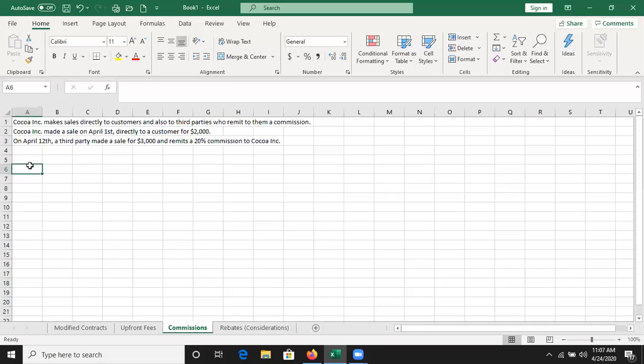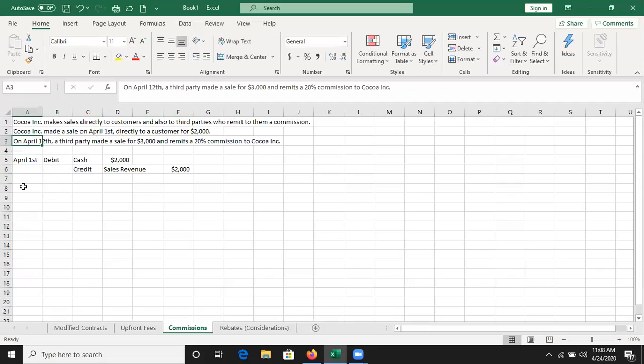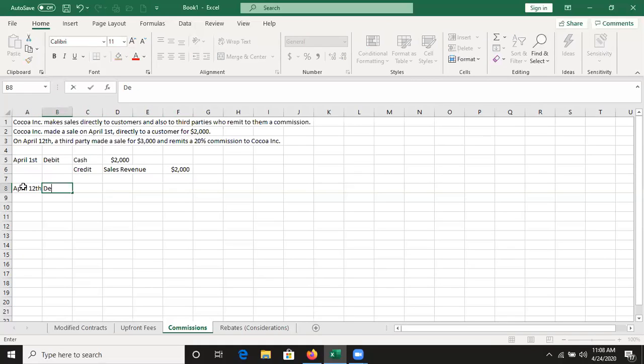So what would happen here? Well, April 1st should be easy. On April 1st, you debit cash. Again, always assume cash unless it says otherwise. So we debit cash and credit sales revenue for $2,000. So this is just a normal sale to a customer. The only thing that's new here is on April 12th, the third-party store or seller, when they sell our goods, they only give us a commission. So we're still going to debit cash, because we're assuming they're giving us our commission in cash. Generally, it's always cash.